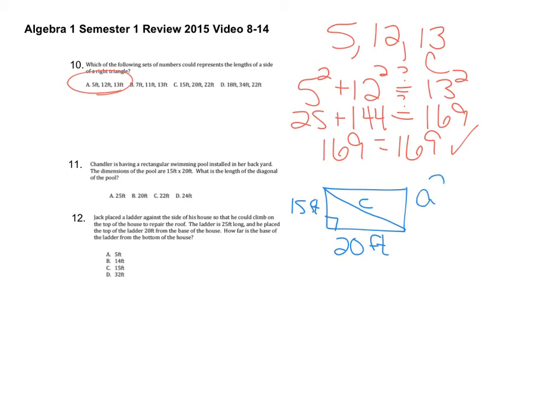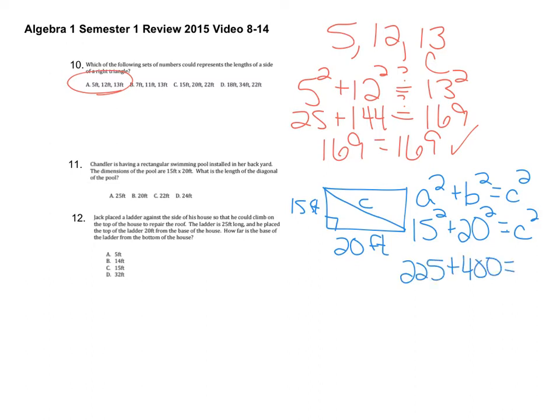So we're going to do a squared plus b squared equals c squared. 15 squared plus 20 squared equals c squared. 15 squared is 225. 20 squared is 400. That gives us what? 625 is c squared. You take the square root and you get 25. So the diagonal of that pool is going to be 25 feet.